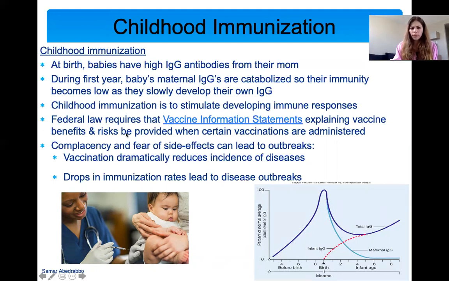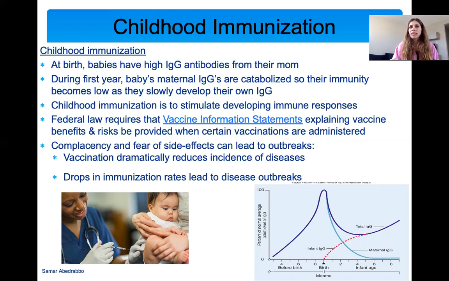And so childhood immunization is to help the children develop an immune response so that if they're ever exposed to a deadly pathogen, they're ready to target it. And just 2 more points. So federal law requires that vaccine information statements are given to parents or guardians when children get vaccinated. There has been a lot of fear of side effects with vaccines, as you've all heard about, but I want to mention that vaccination has dramatically reduced incidences of disease.